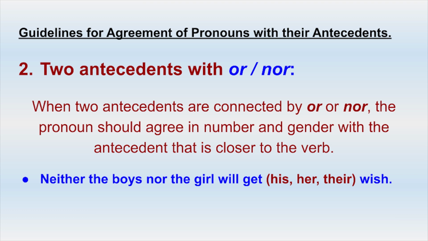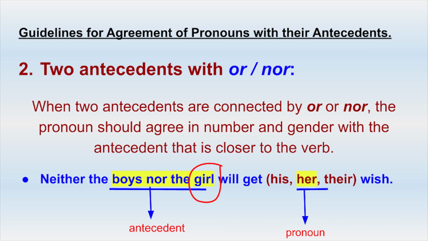The antecedents are boys and girl. Girl is closer to the verb, and girl is singular in number and feminine in gender, so the pronoun is her. Neither the boys nor the girl will get her wish.